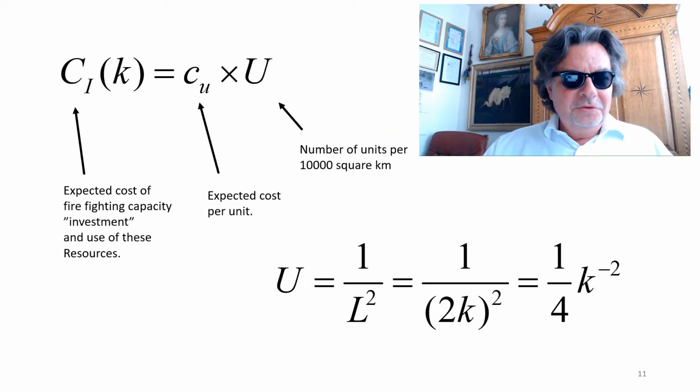The expected cost of firefighting capacity and the use of these resources is the expected cost per unit times the number of units per 10,000 square kilometers. And you see the equation down where this can be transformed to a function of k.